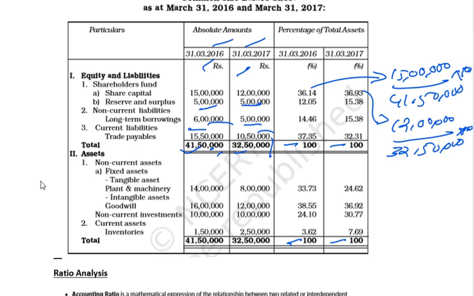Next, cash flow analysis. For the cash flow analysis, I am preparing a separate video in detailed way. Next video, please wait, and in the meanwhile complete this portion well.